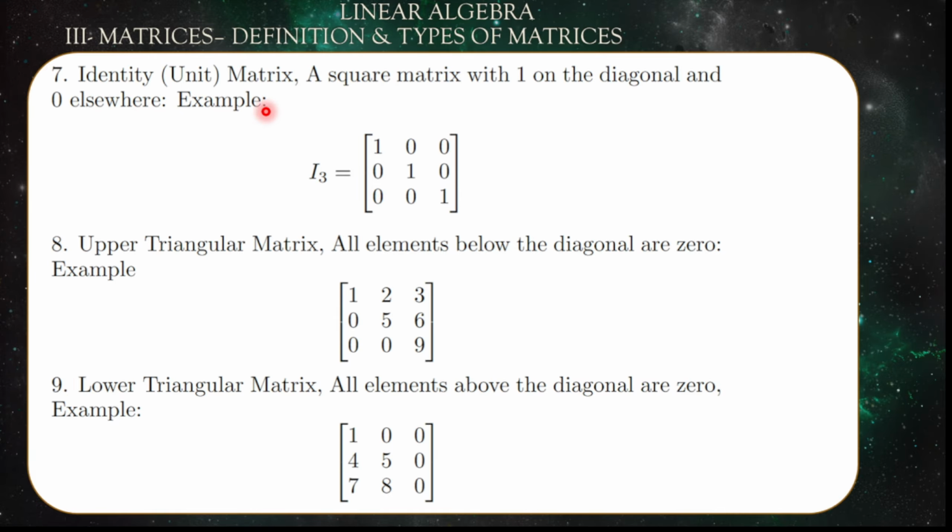Identity or unit matrix, a square matrix with 1 on the diagonal and 0 elsewhere. Example, I3 is equal to 1, 0, 0, 0, 1, 0, 0, 0, 1. So you have only 1s on the diagonal and 0 elsewhere. Upper triangular matrix, where all the elements below the diagonal are 0. For example, this one. Lower triangular matrix, where all the elements above the diagonal are 0.